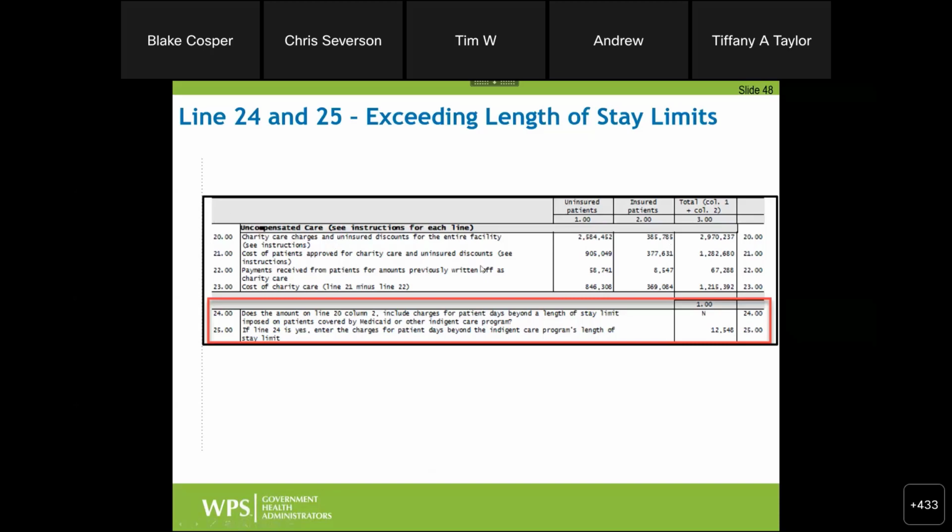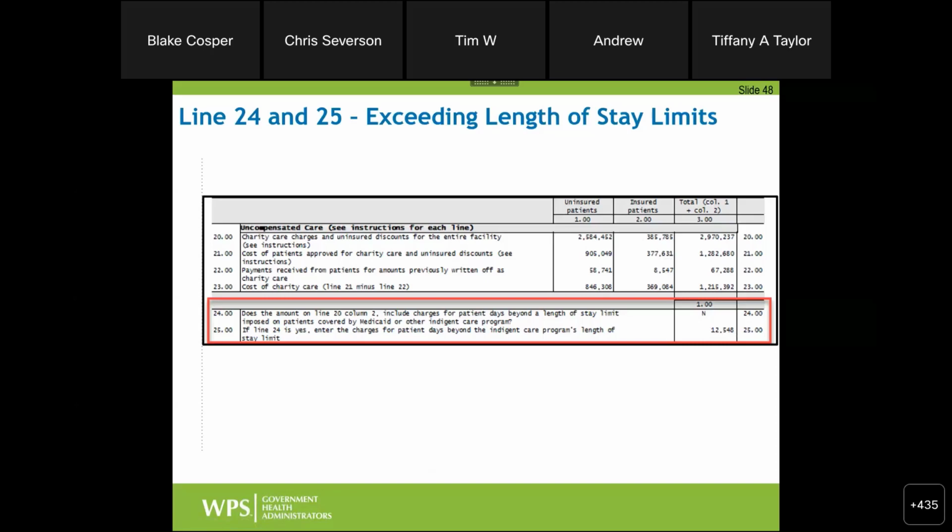So line 21 of column 2, I said normally that's going to be the same number as line 20, except in those situations where you have something down here. Then this little portion of it is going to be multiplied by the cost to charge ratio and then added to the rest of line 20 that was not this 12,548. So that's why you see just a slight difference between these two numbers.